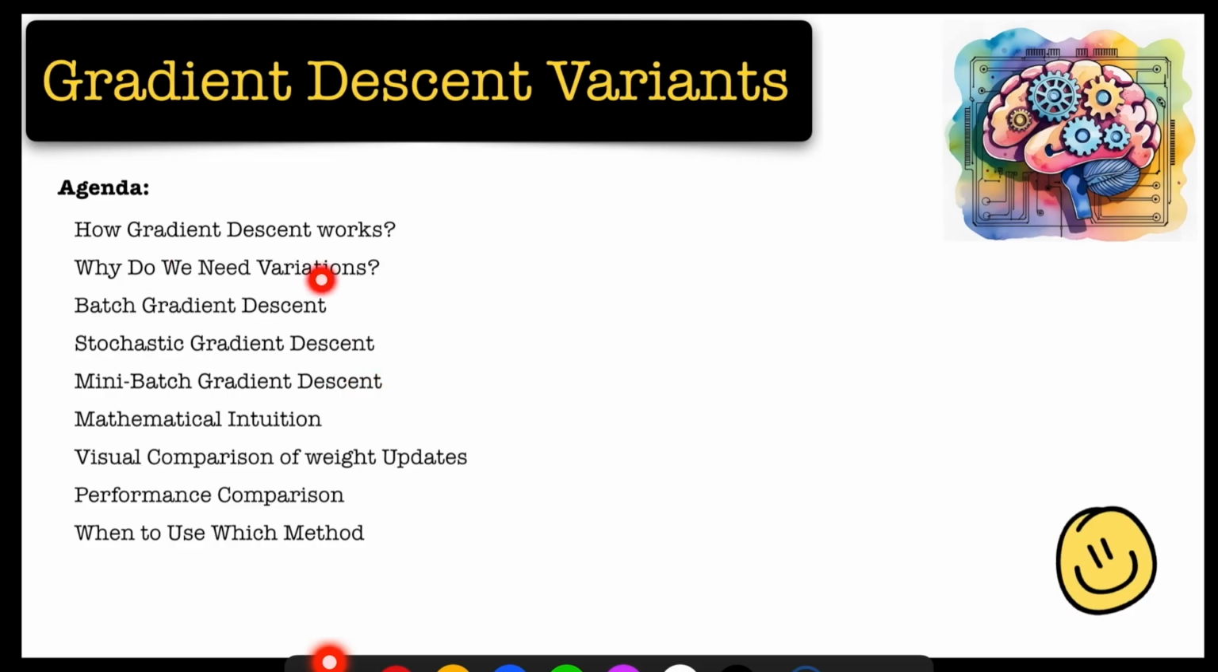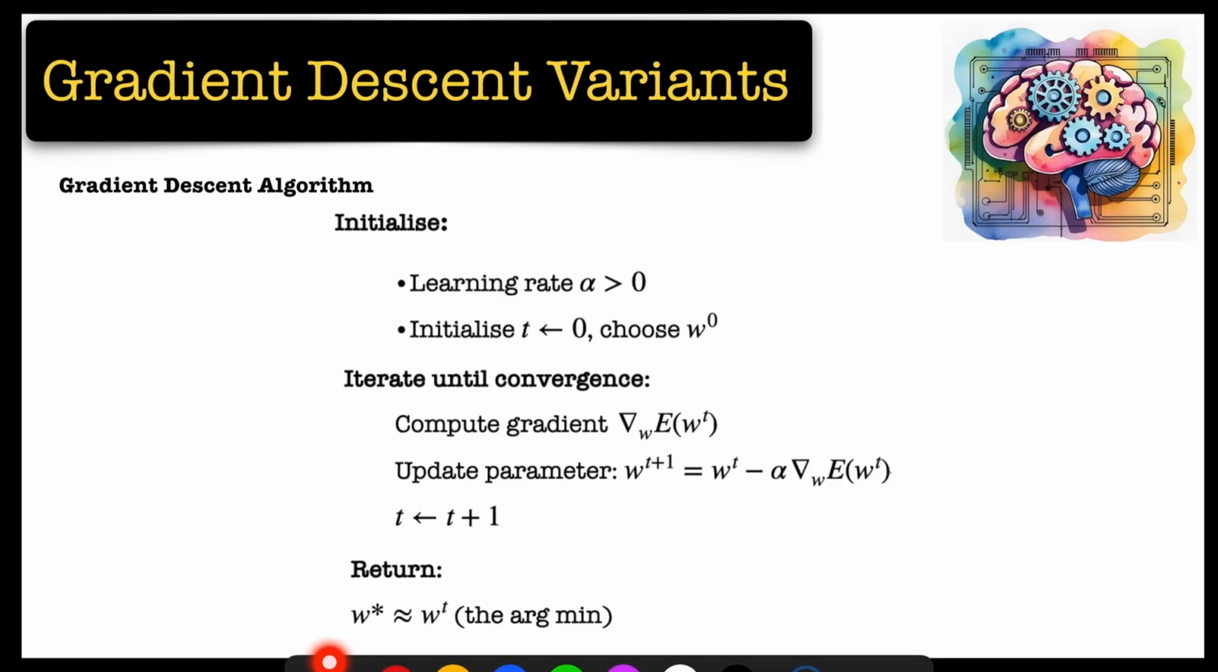We'll see why we need those variations. We'll talk about the main intuitions behind this. We'll do some visual comparisons and also performance comparison. So we all know about the gradient descent algorithm, right? Let's do a quick recap.